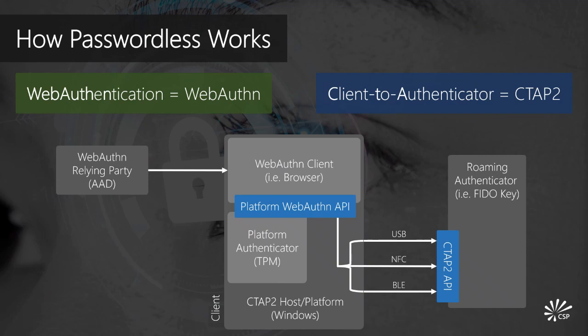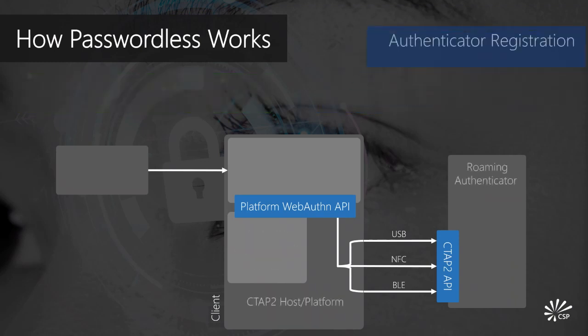What WebAuthn does is pretty much allow authentication to internet services without using a password, but rather asymmetric cryptography, that public and private key pair method. And then the other component of passwordless is the client to authenticator protocol, or CTAP2. That controls communication between the client and authenticator. Now, you don't really need to worry yourselves too much with these 2 components, but that's what makes up passwordless, and I'm going to walk through how the process actually works.